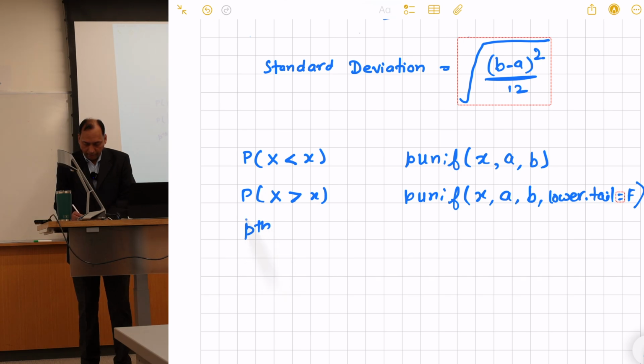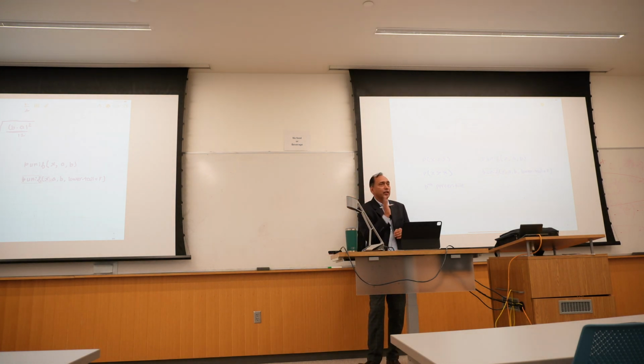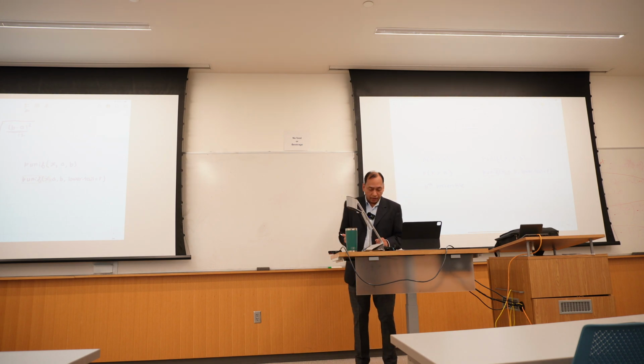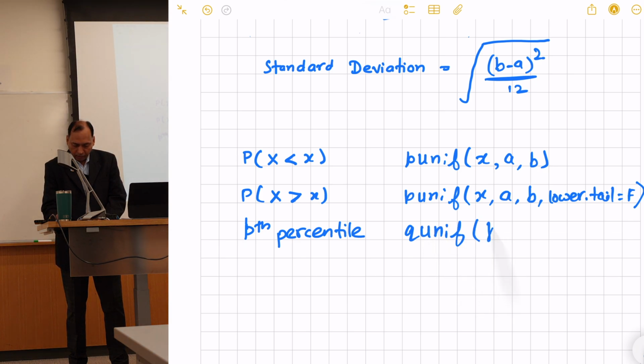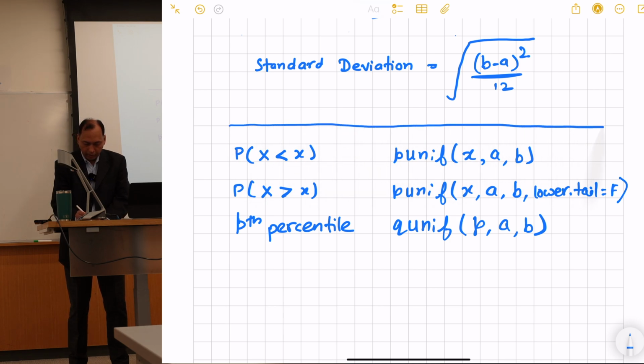Pth percentile. So you are given the area and then you want to figure out what is the value of x. So you are doing some kind of inverse calculation. There we use Q uniform, or qunif. Q for quantiles, and then you can put this Pth and then a, b. So we should be able to solve any problem using these 3 situations.